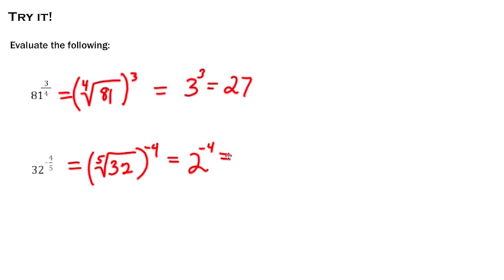Now we're dealing with negative exponents. So this leaves me with 1 over 2 to the 4th. And since I am evaluating, so I'm trying to simplify as much as possible, I would rewrite this as 1 over 16 because 2 to the 4th is 16. So it does get a little more complicated because you're dealing with fractions, but remember that the rules of positive and negative indices still apply. And we will be getting plenty of practice in class, so there's no need to freak out just yet.